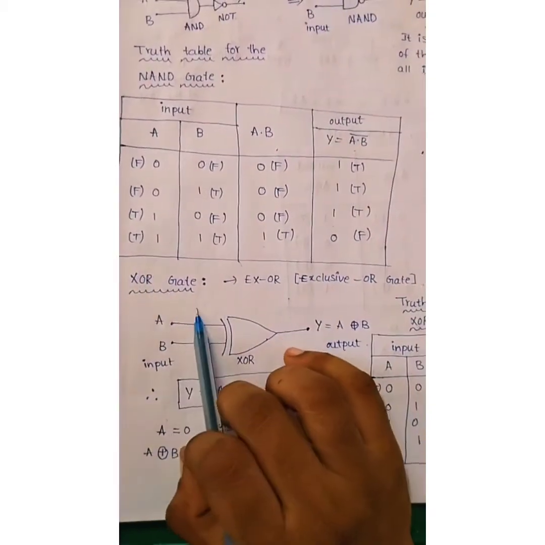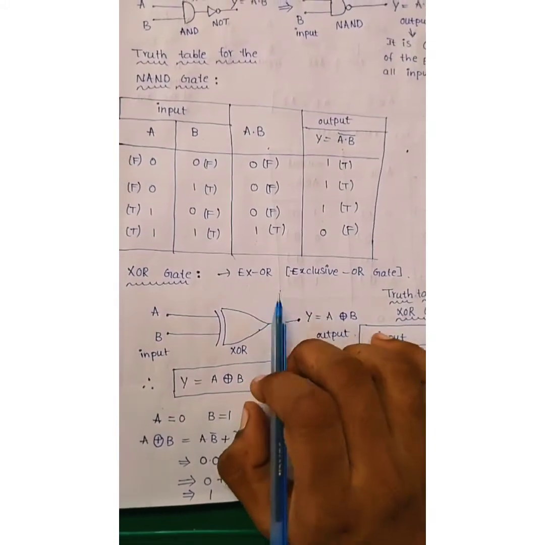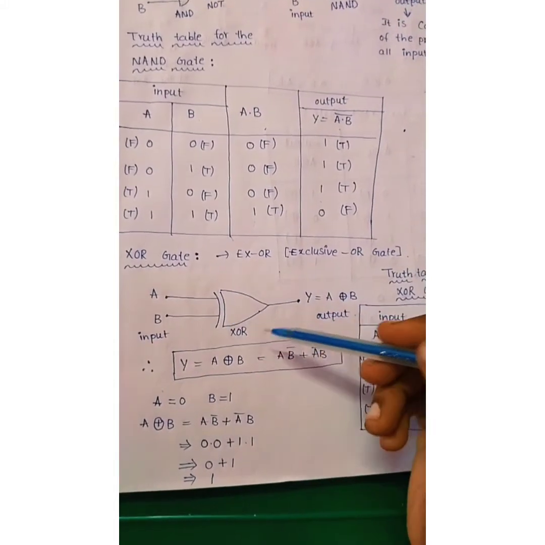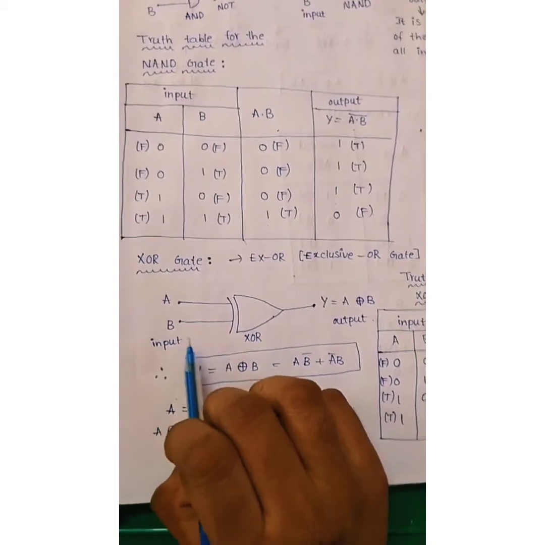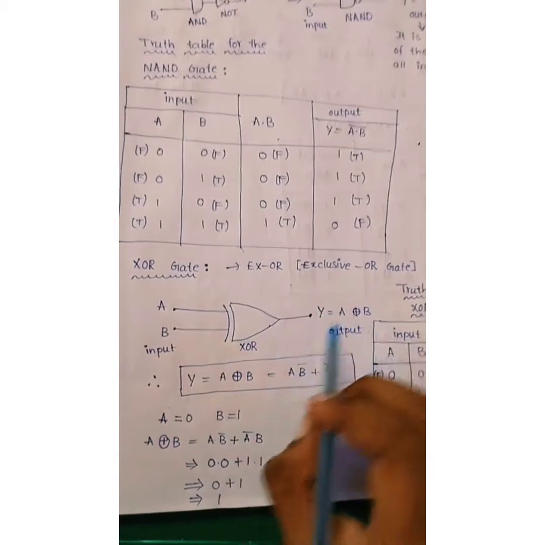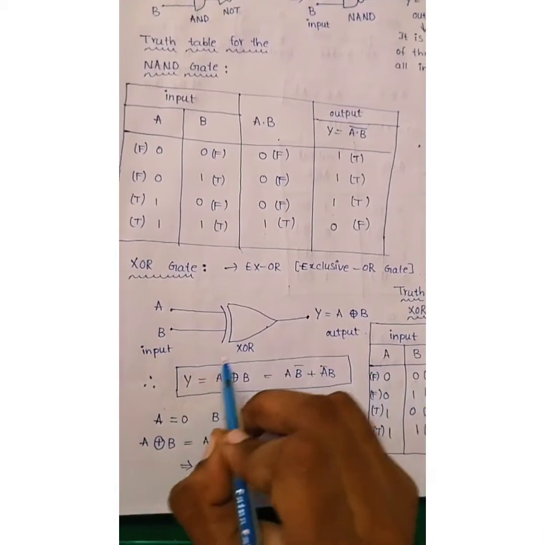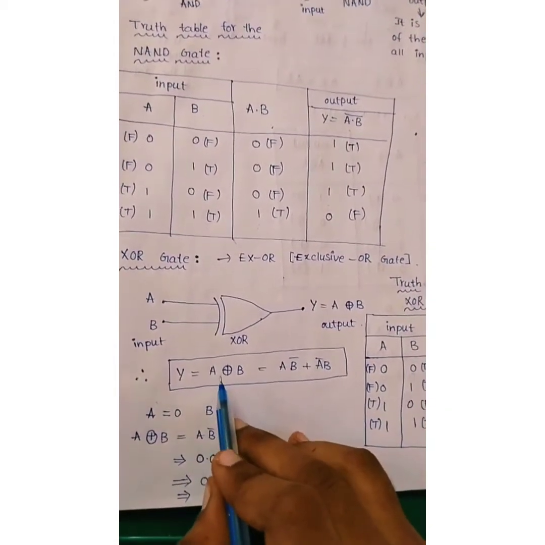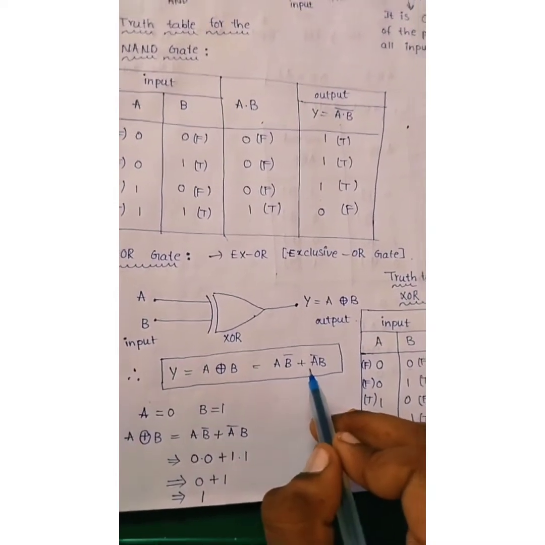Next one is the EXOR gate. EXOR gate means exclusive OR gate. Here we see the EXOR gate logic symbol. The EXOR gate takes 2 or more inputs and produces only one output. We take the inputs A, B and the output is Y equal to A XOR B. This symbol is the EXOR symbol. We find A XOR B in this form: A B bar plus A bar B.